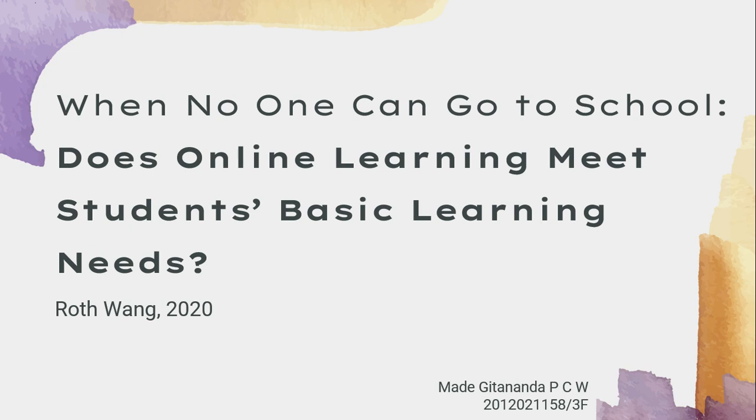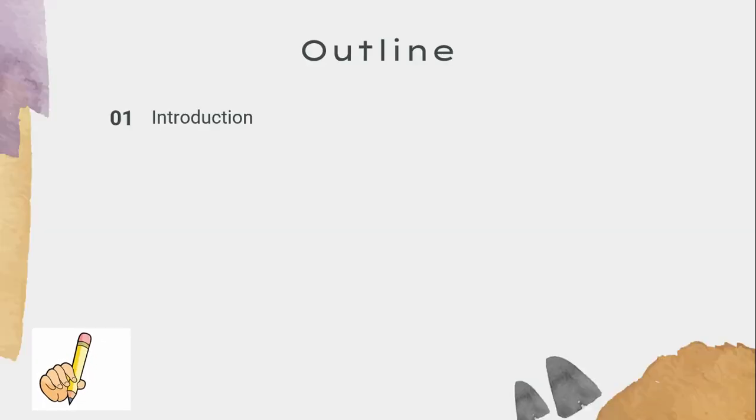So, in today's presentation, I'd like to present an article summary, and the title is "When No One Can Go to School, Does Online Learning Meet Students' Basic Learning Needs?" This article was written by Rod Wang, 2020. So, in today's presentation, I'd like to cover 6 points.